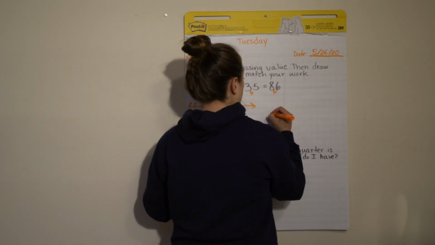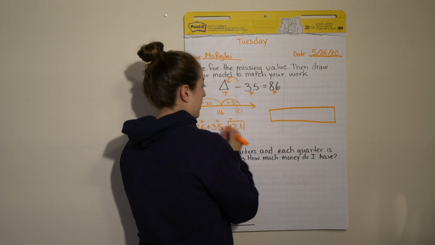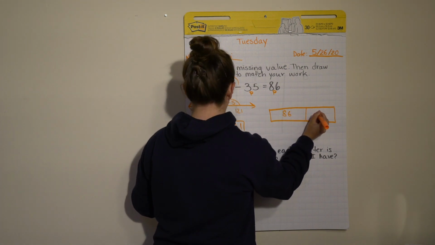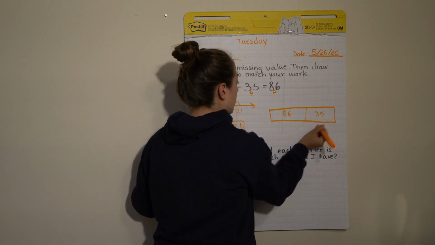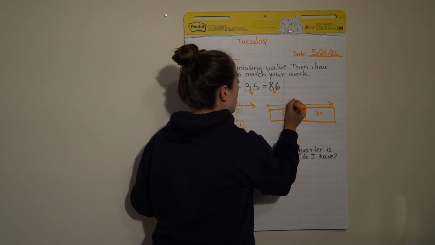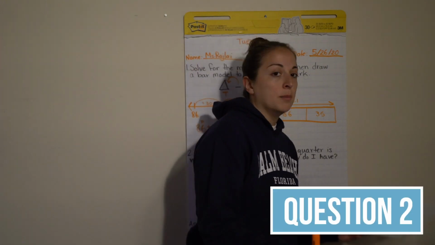All right, so we're going to do a long rectangle. The bigger piece is 86. And then 35 is our other part. We know that the total goes at the top with the arrow. All right, let's go on to question number 2.